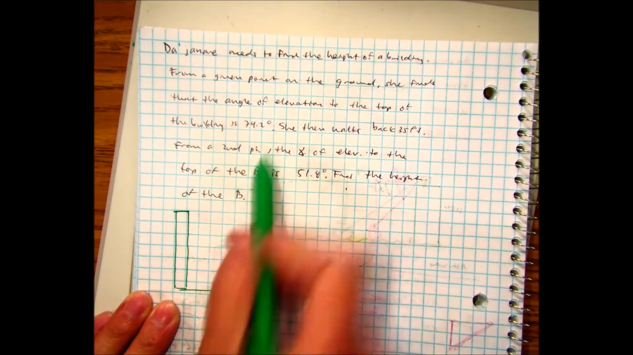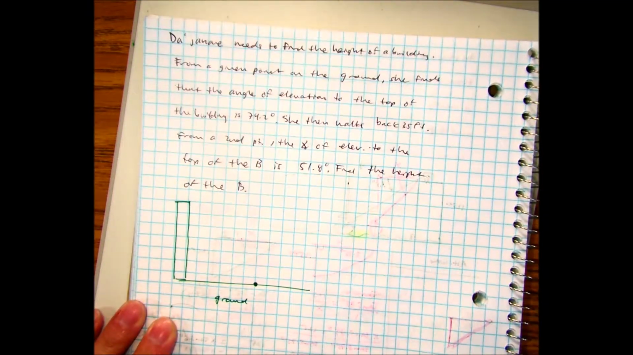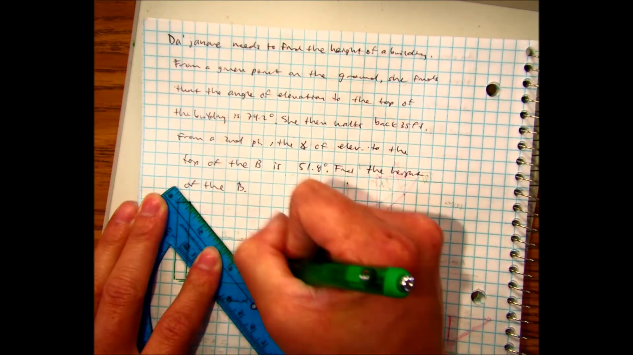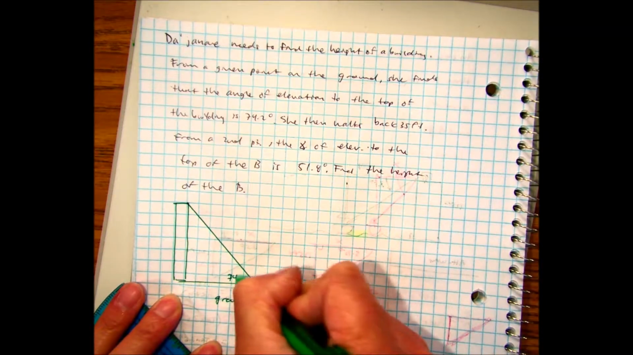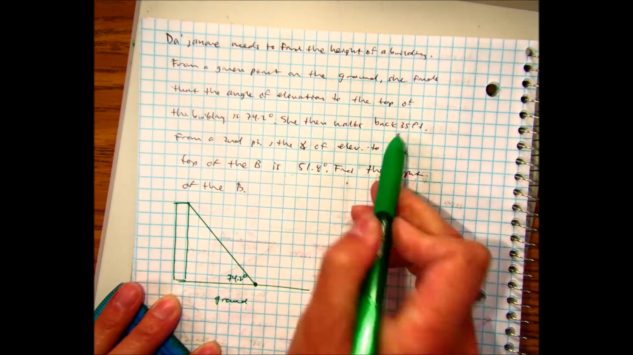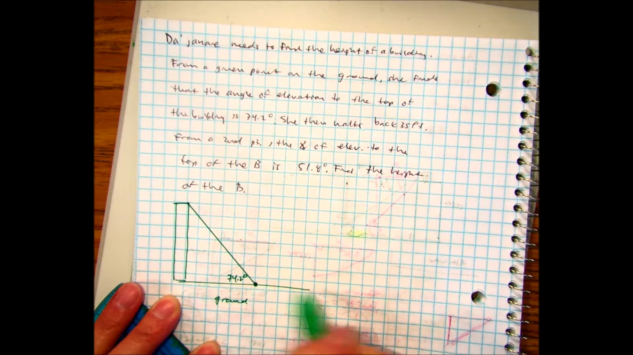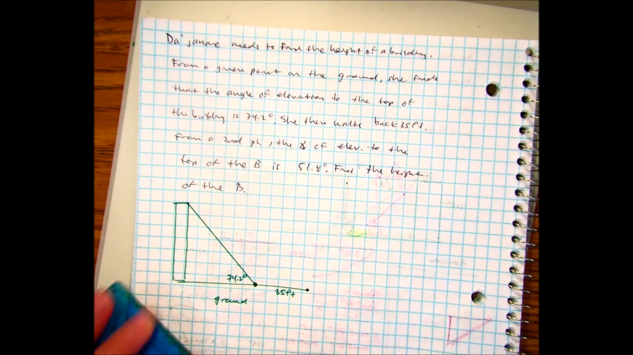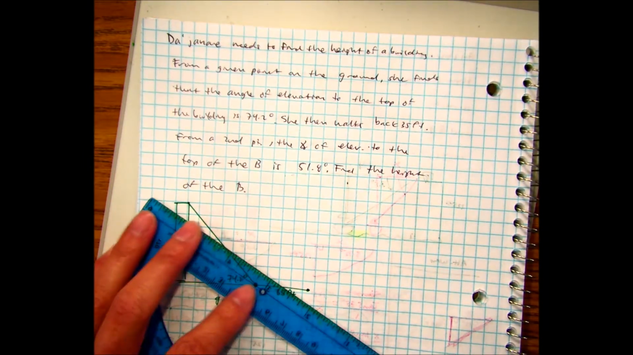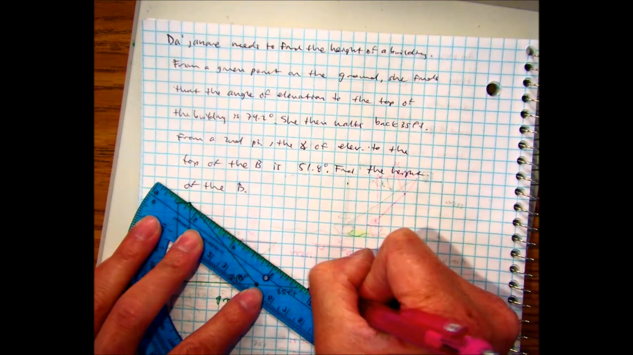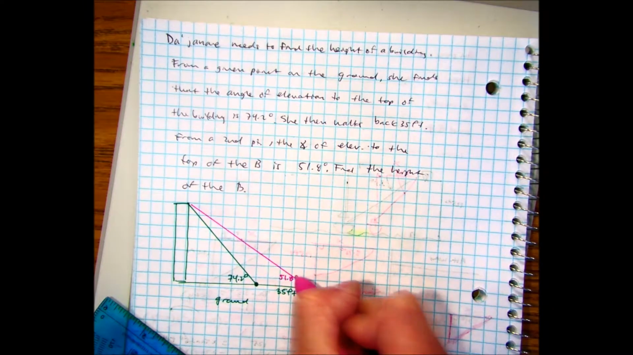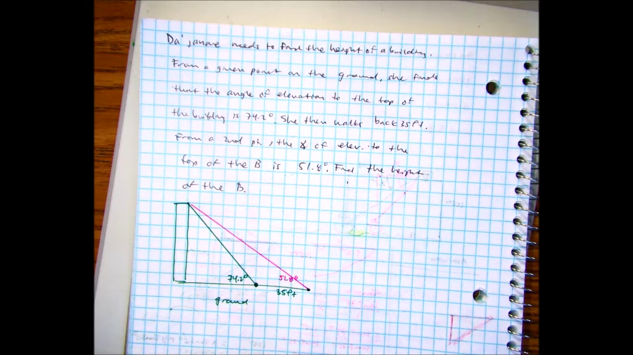The top of the building, the angle of elevation is 74.2 degrees. She then walks back, so from this point, walking back 35 feet. From this point to this point is 35 feet. That angle of elevation is 51.8 degrees. Find the height of the building.